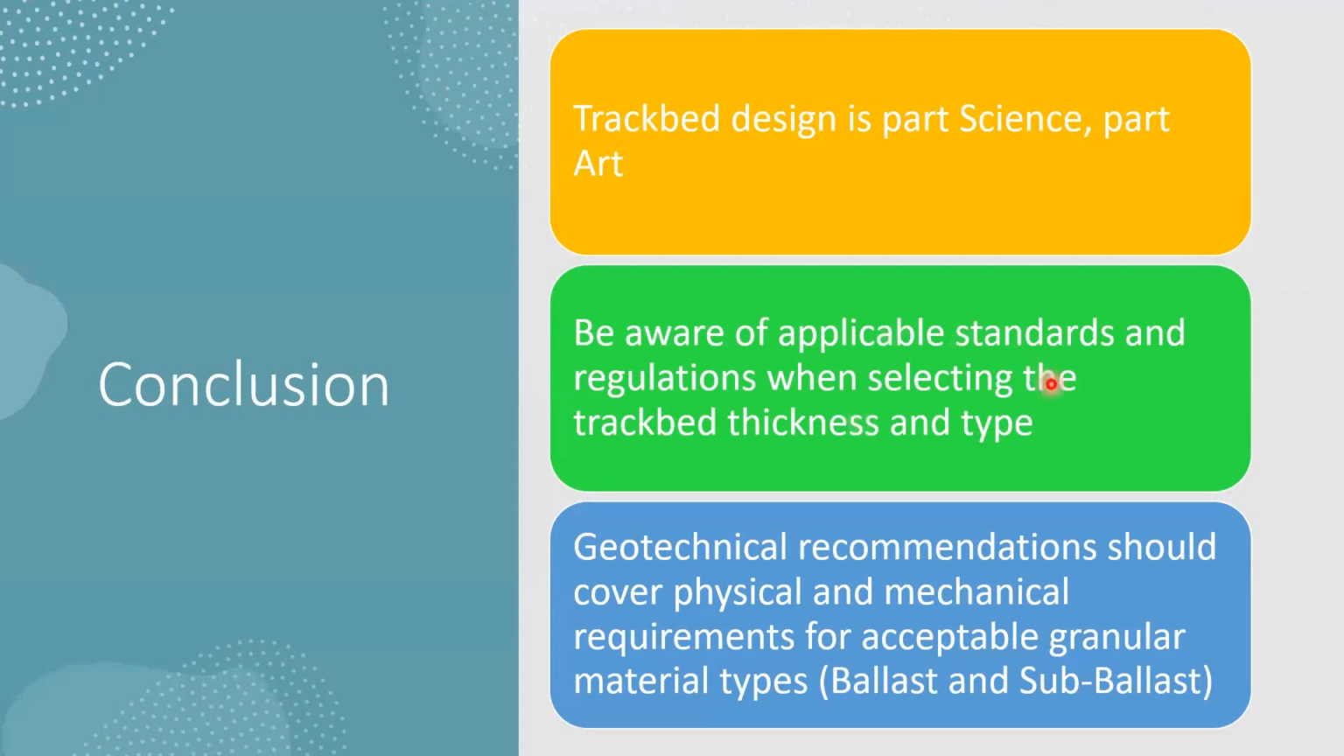Be aware of the applicable standards and regulations when you're selecting your track bed thickness and type. The geotechnical recommendations should cover the physical and mechanical requirements. I have seen this quite often where the report stops at, here is your granular material thickness, and this is your allowable bearing capacity, and they walk away. But in railway projects, this will not cut it, because you need to be more specific about any physical or mechanical requirements that you need for a granular material to be acceptable.